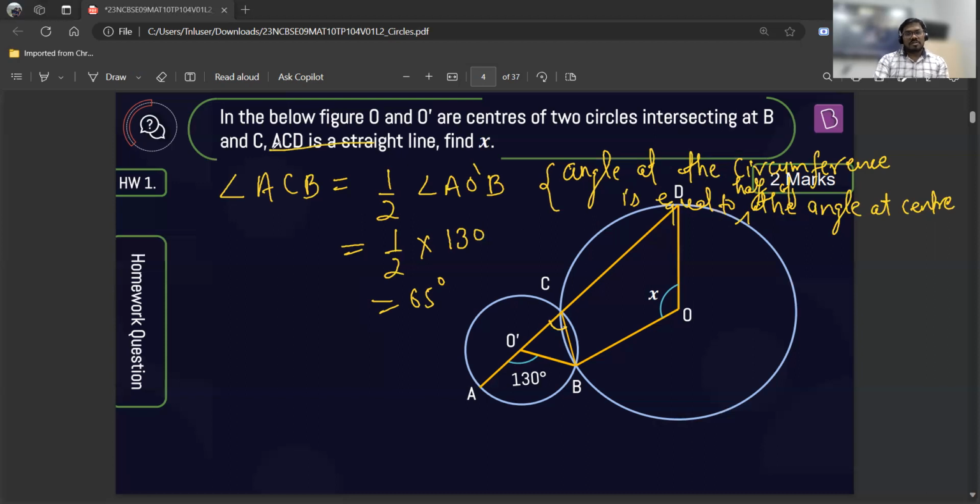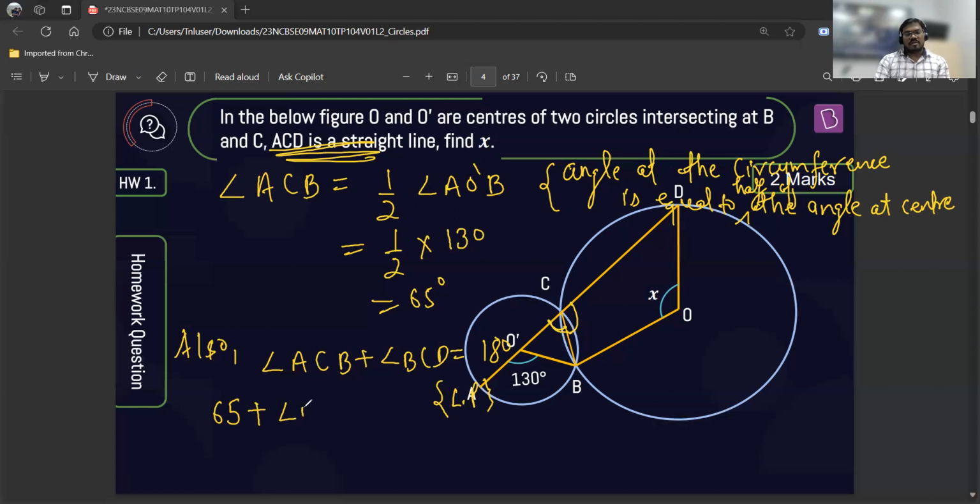It is given that ACD is a straight line. That means this angle and this angle sum to 180. So angle ACB plus angle BCD equals 180. Why? They are a linear pair. ACB is your 65.